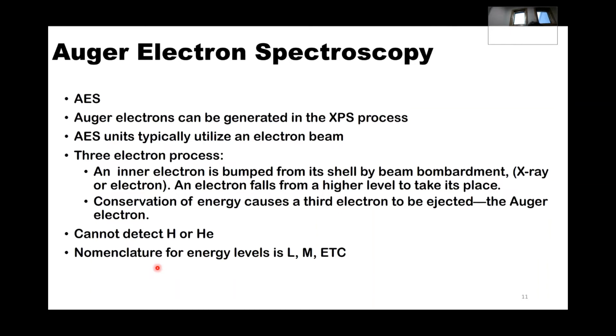So we knock out an electron shell by the beam, whether it's an X-ray beam or an electron beam. Another electron falls from a higher level to take its place. What happens is an electron panics. That's how I describe it. I can read my text and say, conservation of energy causes a third electron to be ejected, the Auger electron. Or I can just say it how I understand it. An electron freaks out and says, I'm out of here, and leaves, the Auger electron. Because it's a 3-electron process, you have to have an electron that's knocked out, an electron that comes in and takes its place, and another electron that freaks out and leaves. So the 3 little pigs, if you will.